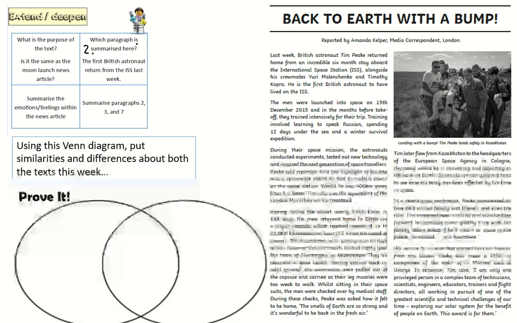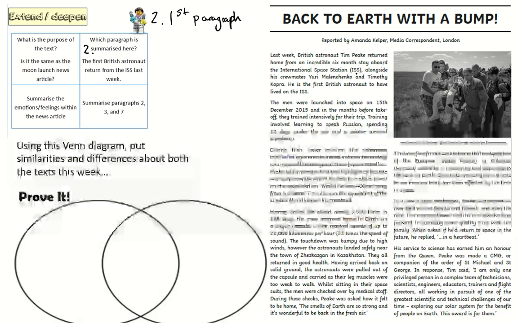Number two. Which paragraph is summarised here? The first British astronaut returned from the ISS last week. So last week, British astronaut returned from the incredible six months. So number two, first paragraph, isn't it? You've got more information in the paragraph. We know how long he was there for. We know his crewmates. But essentially, it's that very first section, isn't it? That's your second answer. Didn't need to read through much of that.